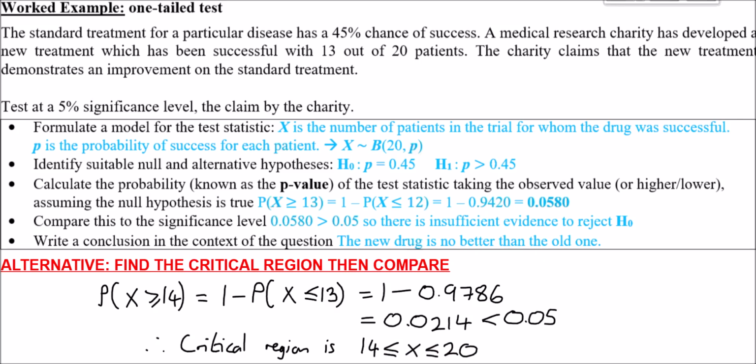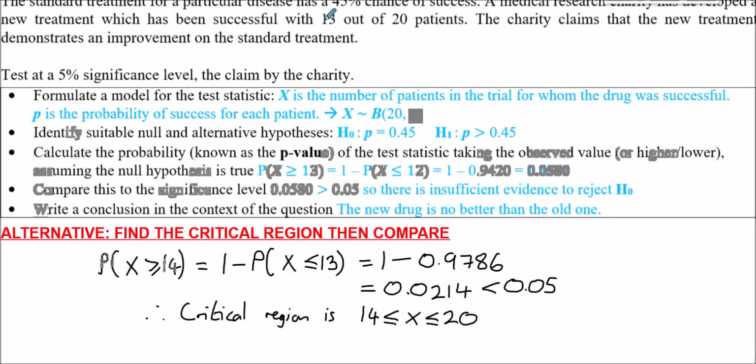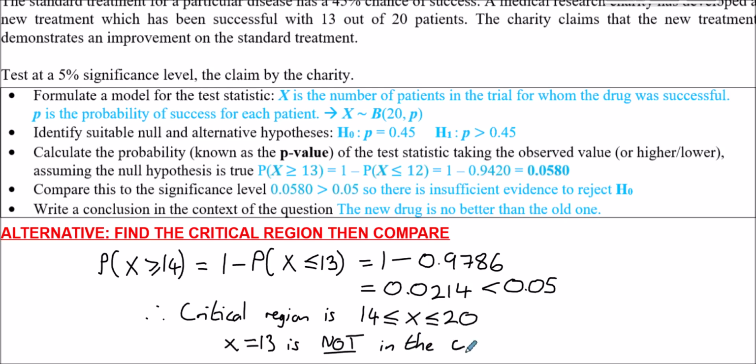We now compare to see what our test statistic was. Our test statistic came out as being 13. So x equals 13 is not in the critical region. Therefore, we accept H0. So that's just a different way of doing it, and obviously the same result. So that's all it is really.